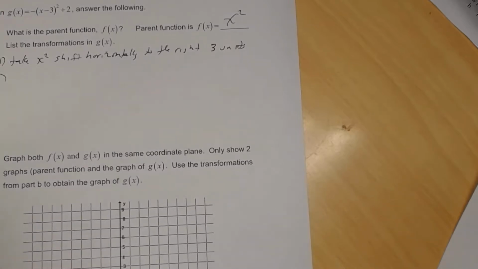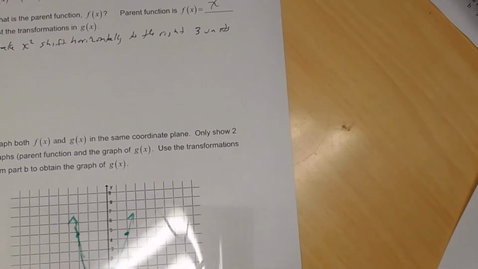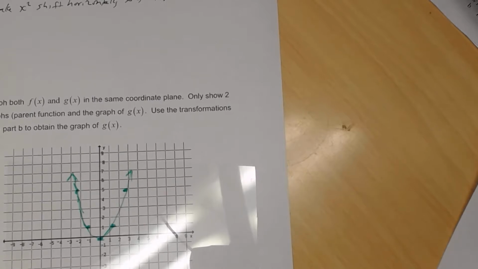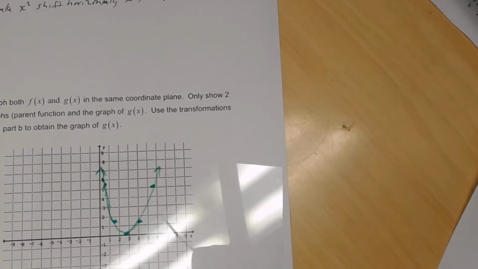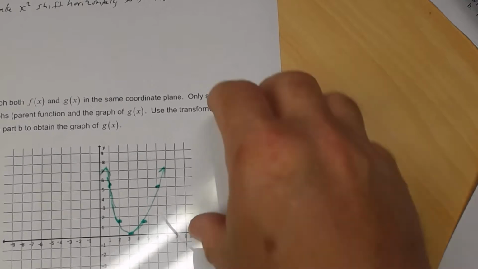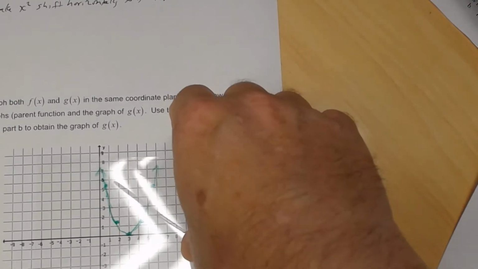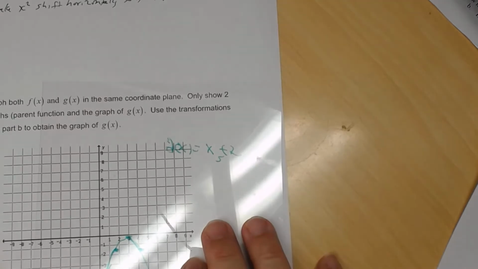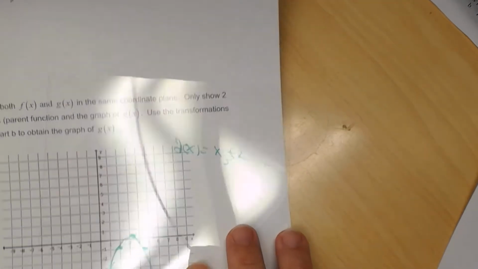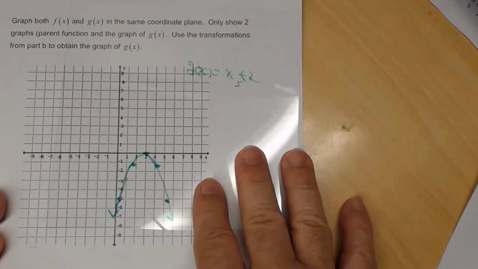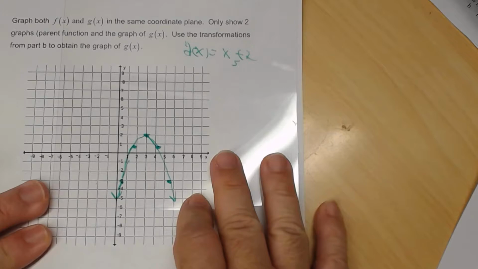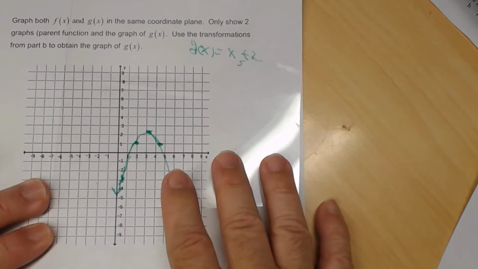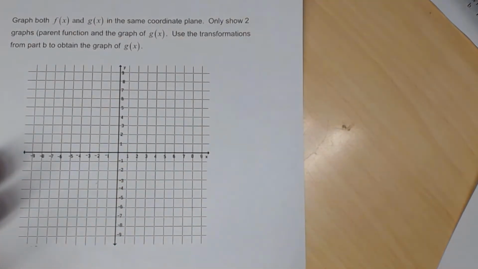All right, so let's say we had this right here. This is x squared. You're going to shift it horizontally to the right 3 units, so 1, 2, 3. Remember how we did that in the lesson? And then you're going to reflect it about the x-axis, so it looks like this. And then you're going to shift it up 2 units. So your final graph should look like this. In your mind, that's what the final graph should look like.